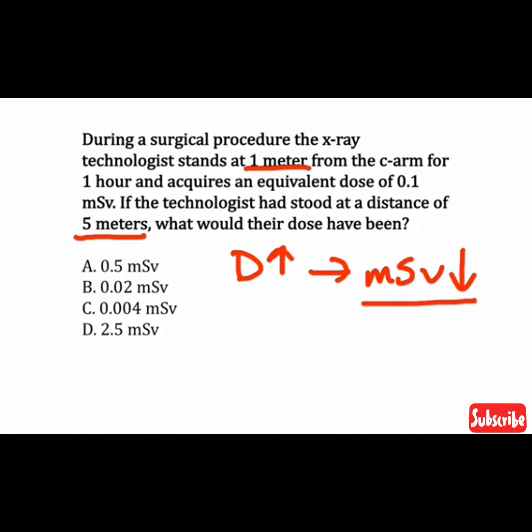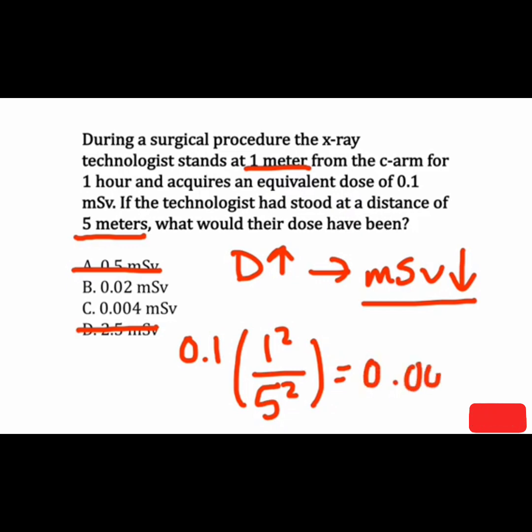There's a few answers that we can immediately eliminate. A could not be correct, and D could not be correct because both of those are larger than the initial exposure. So we start with the initial dose of 0.1, and again, we multiply it by the square of the distances, 1 squared over 5 squared, and that gives us a new dose of 0.004 millisieverts. And so we know the answer has to be C.